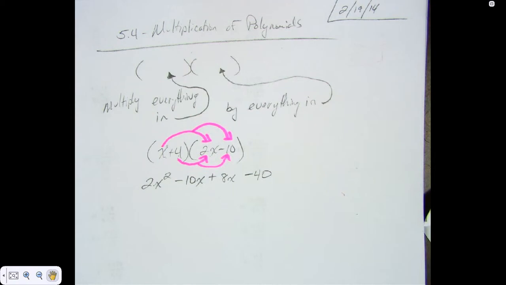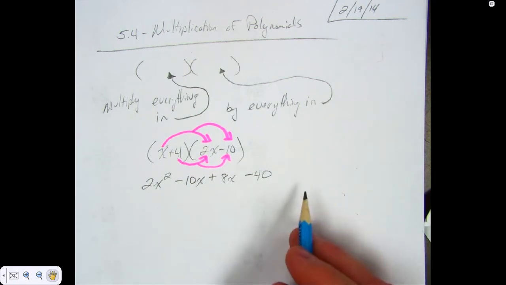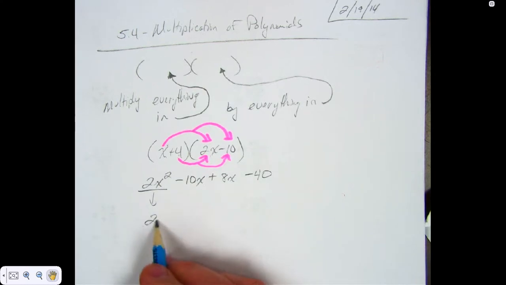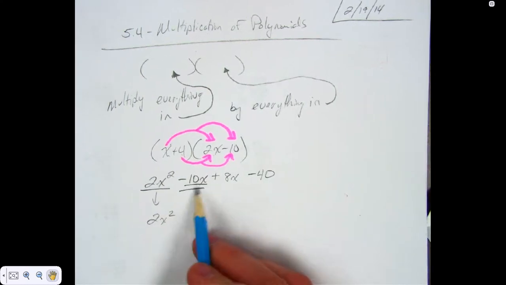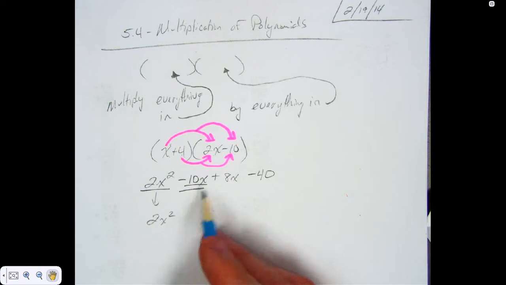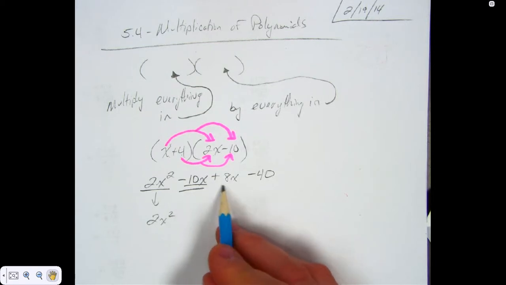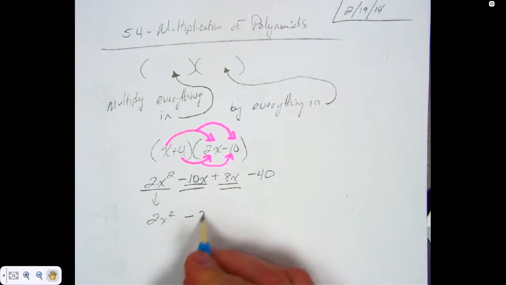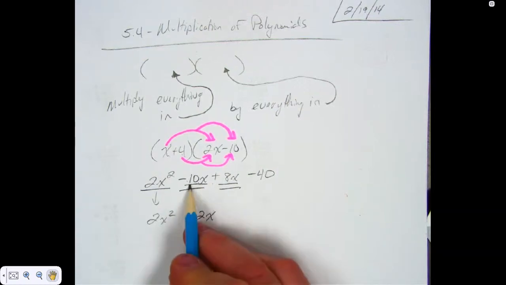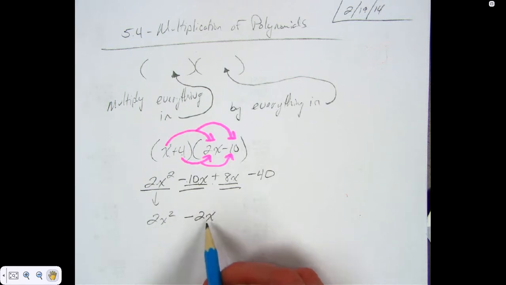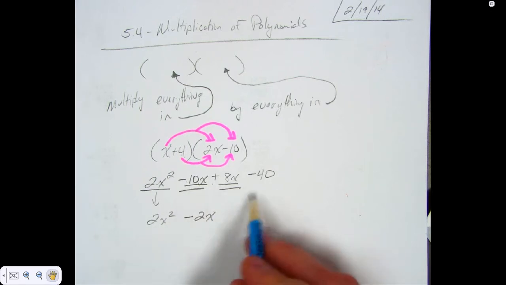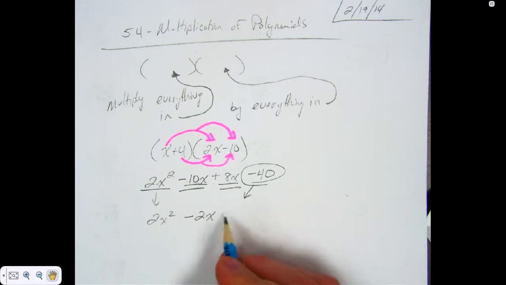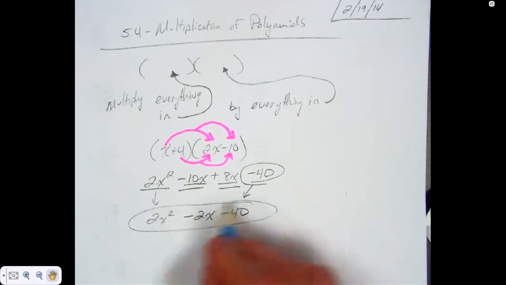Now it's just a matter of seeing if there's any like terms or anything to clean up. Are there any other 2x squared terms? So it just comes down, 2x squared. Are there any other negative 10x terms? Or x terms? This 8x. Negative 10x plus 8x would leave me negative 2x, because these 8 positives cancel out 8 of these negatives, leaving 2 negatives. And are there any other constants, plain number terms? So this comes down being what? And now you have multiplied that.